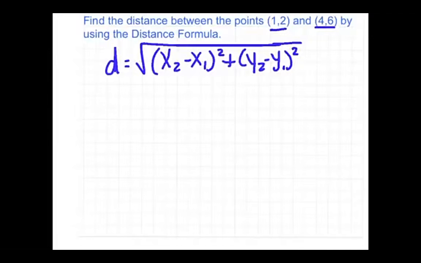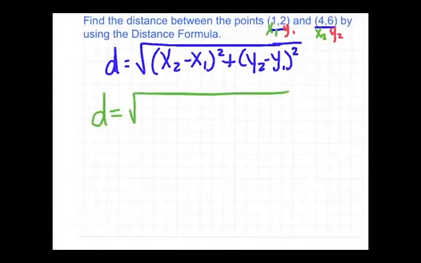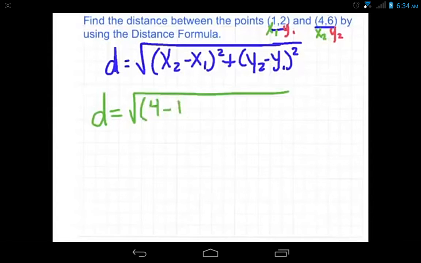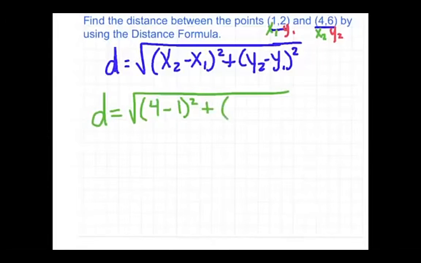Next, we start by underlining our points, and then we should show which one is x1, x2, y1, y2. As you see in green, x1 is 1, number 4 is x2. We got y2 is 6 and y1 is 2. Next we will start by plugging them in. We have (4 minus 1) squared plus (6 minus 2) squared.